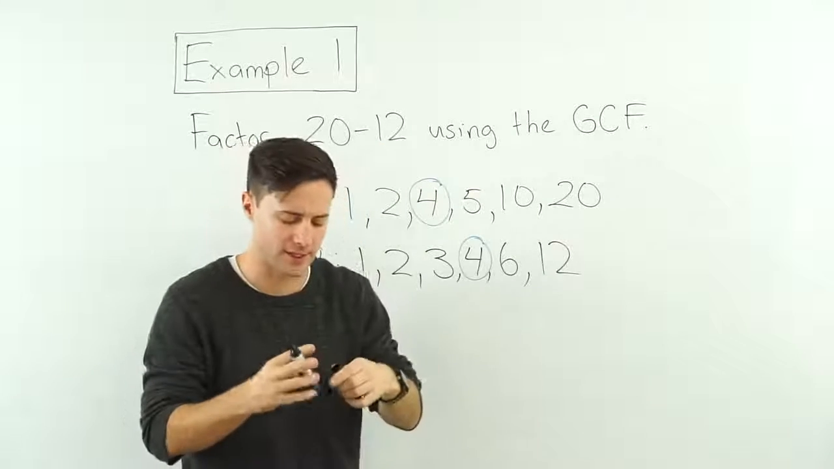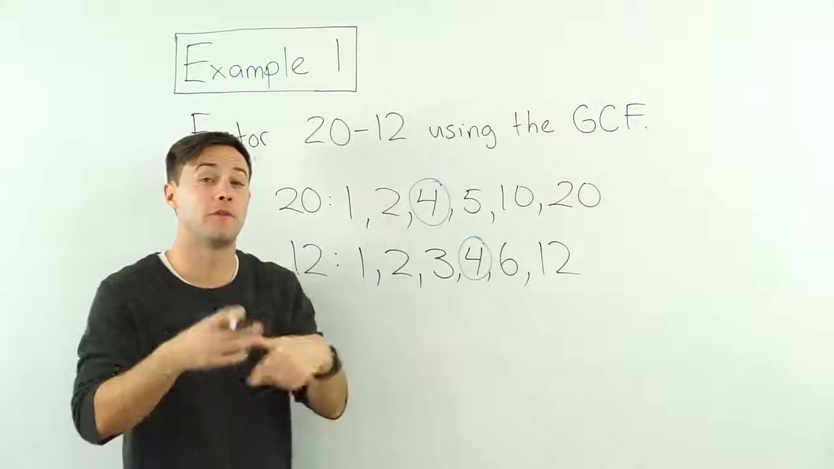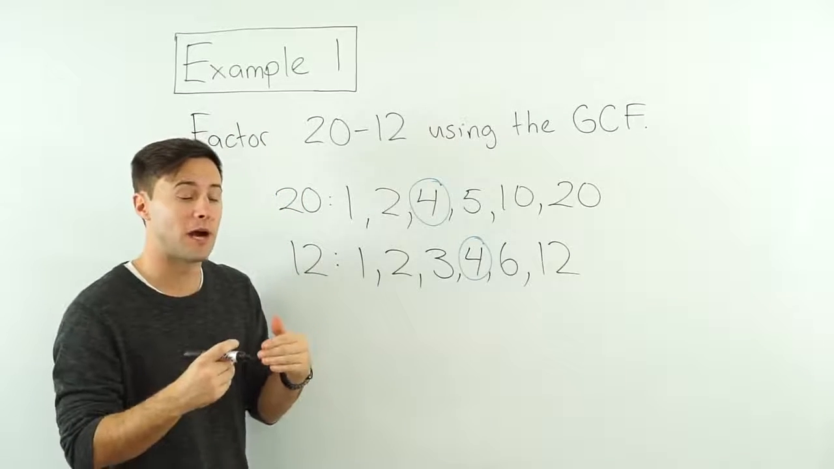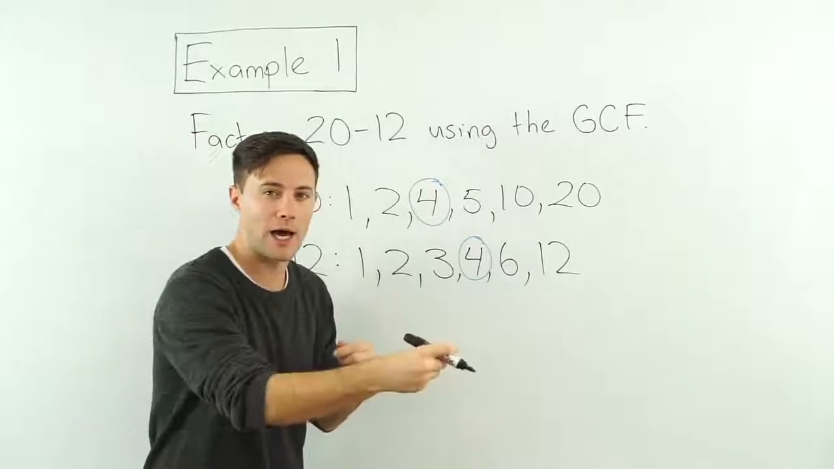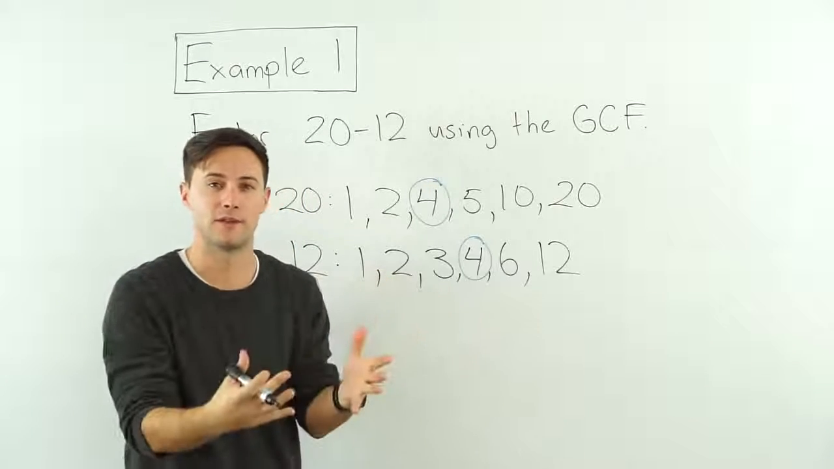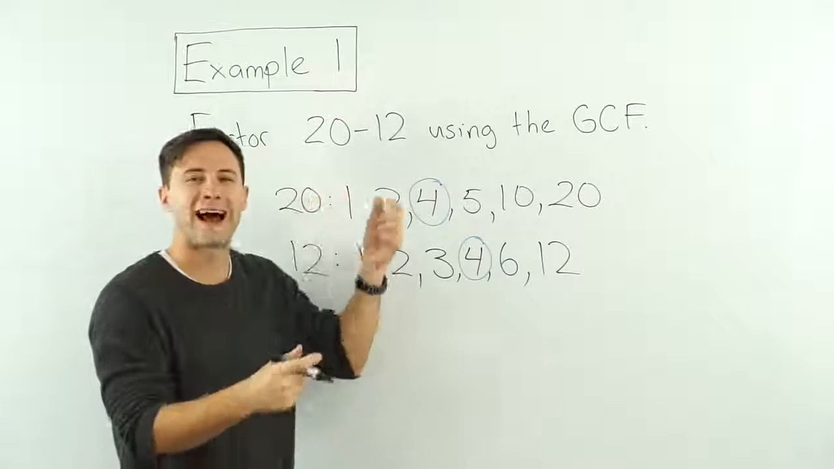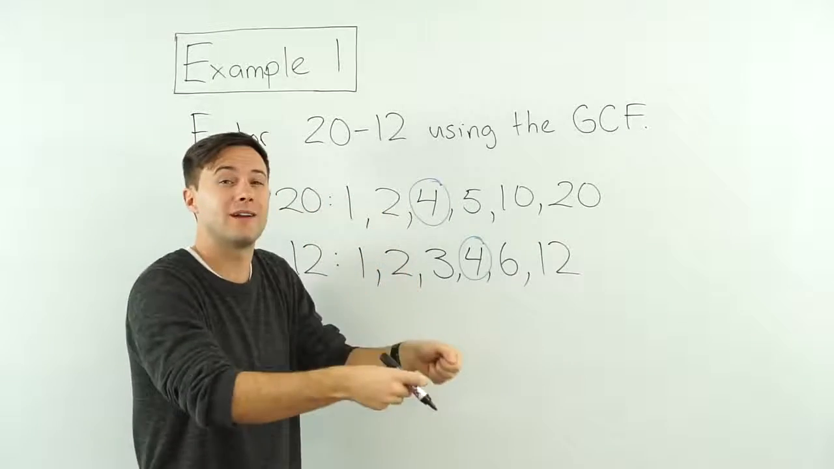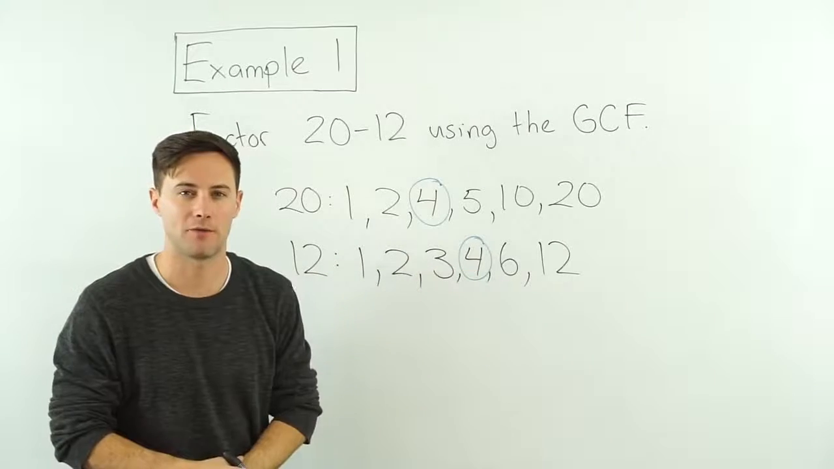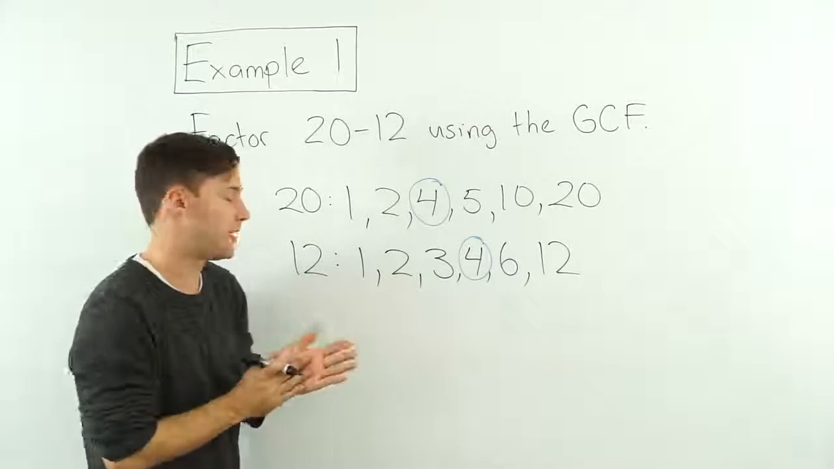So you can think of this as kind of the reverse of the distributive property. When we use the distributive property, we multiply whatever we're distributing to every term in the parentheses. What we're doing now is we're factoring out, or we are dividing each term by that greatest common factor. So let me show you what I mean.